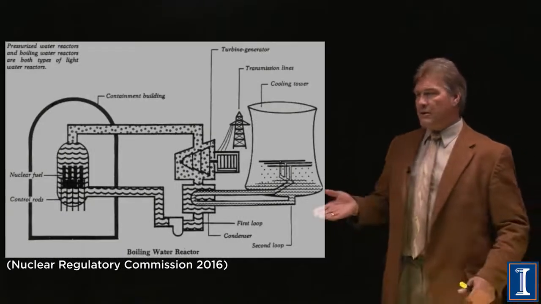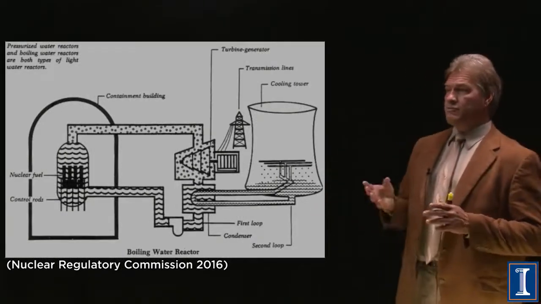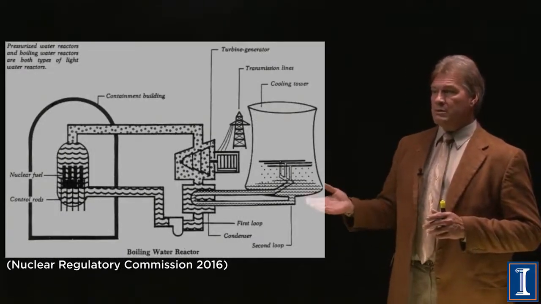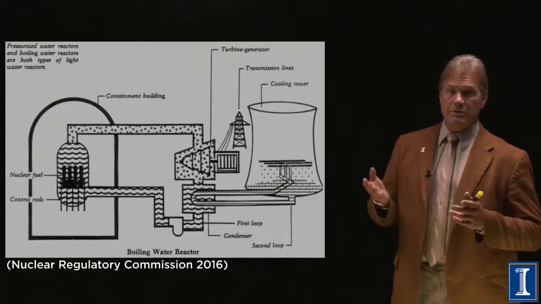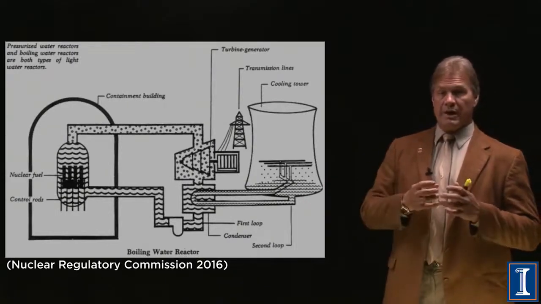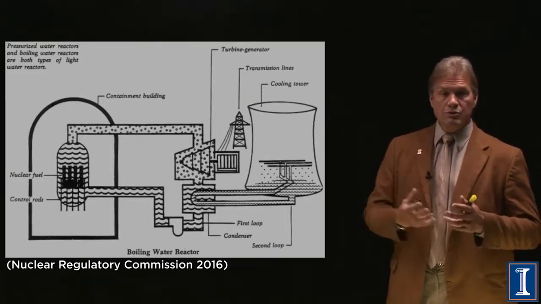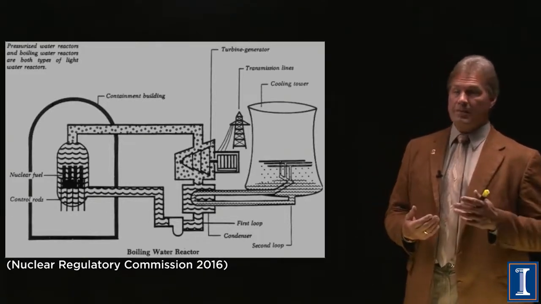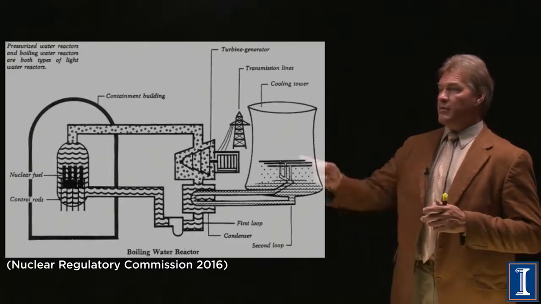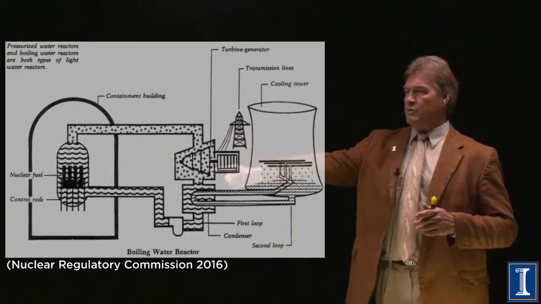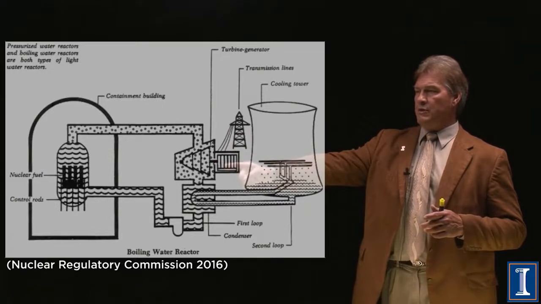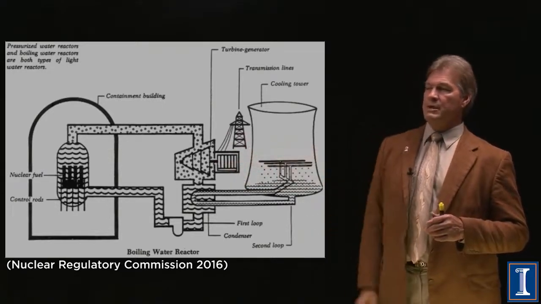So here is a nice stylized view. Water goes in, the moderator, it's also the coolant. The chain reactions occur, the fission products are very hot, the water cools them, which means the water heats up, it boils, it makes steam, the steam goes through the turbine, the turbine spins the generator, the generator makes electricity.